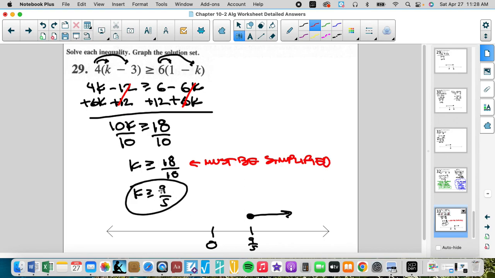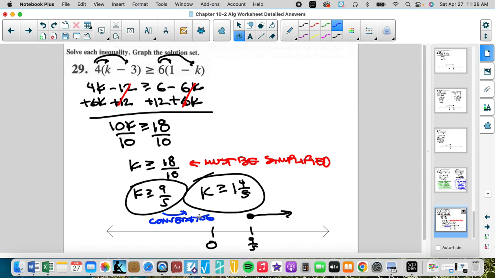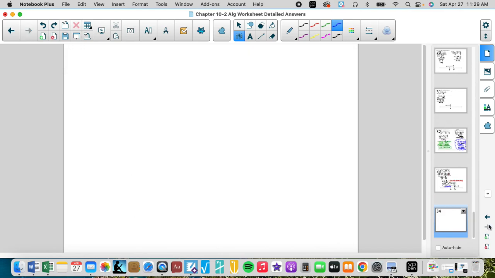Mr. Mack, this isn't simplified. Yes, it is. There's no number that goes into 9 and 5. Turning it into 1 and 4/5 is not simplifying. That is called converting. Turning an improper fraction into a mixed number is called converting. It is not called simplifying.